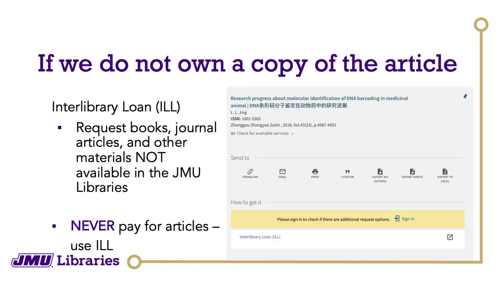What if you choose an article that we do not have? If this happens, a link to Interlibrary Loan will be available. You can select this to request the article to be sent to you via email. Interlibrary Loan, also known as ILL, is a service that allows you to never have to pay for an article while a student at JMU.